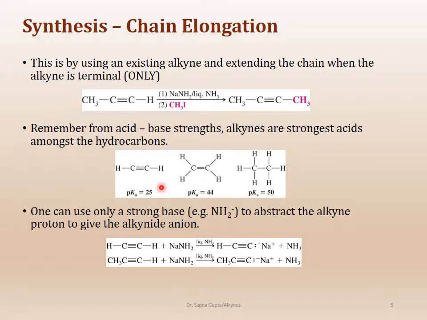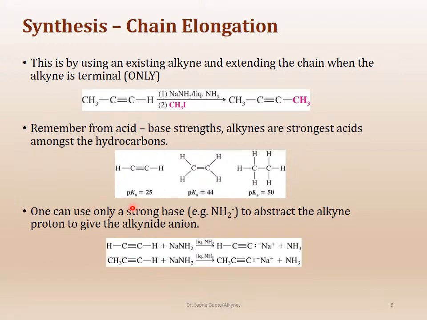If you remember, the reason for it is that once you remove this hydrogen, there is an extra pair of electrons, and these electrons can delocalize over the triple bond, so it stabilizes the charge. That charge cannot be stabilized so much on an alkene and absolutely not on the alkane, because there are no pi bonds on this one. That's how alkynes are very good acids, and that's the reason why we can use this particular synthesis to extend the chain.